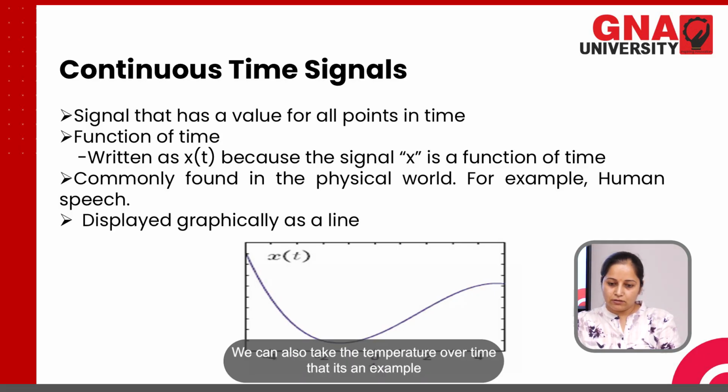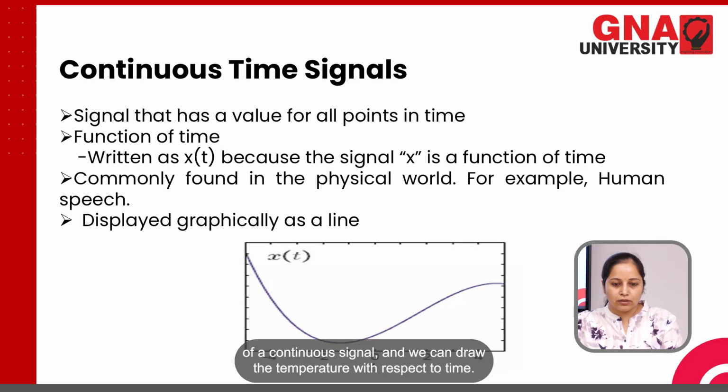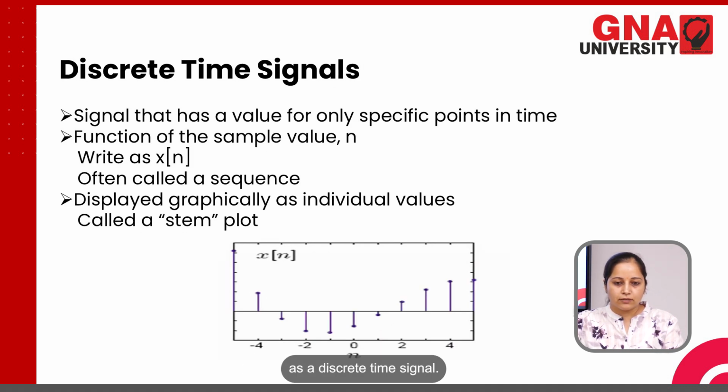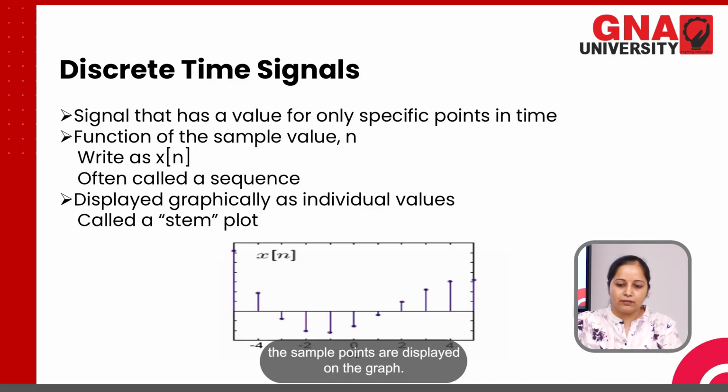Another example: we can also take the temperature over time. That is an example of a continuous signal, and we can draw the temperature with respect to time. The opposite of a continuous time signal is a discrete time signal. In discrete time signals, you can see here the sample points are displayed on the graph.